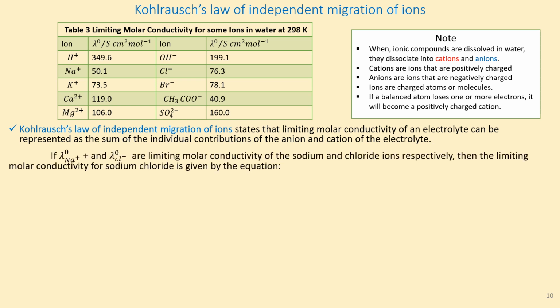If lambda naught Na plus and lambda naught Cl minus are the limiting molar conductivities of sodium and chloride ions respectively, then the limiting molar conductivity of sodium chloride is given by the equation lambda naught m of NaCl equals lambda naught Na plus plus lambda naught Cl minus. Let it be equation 8.